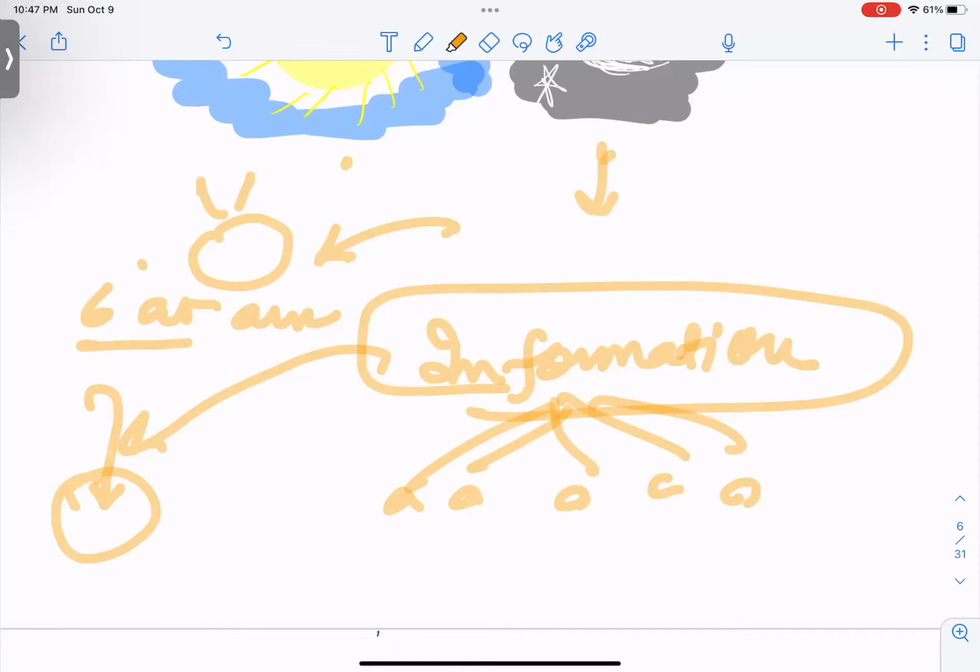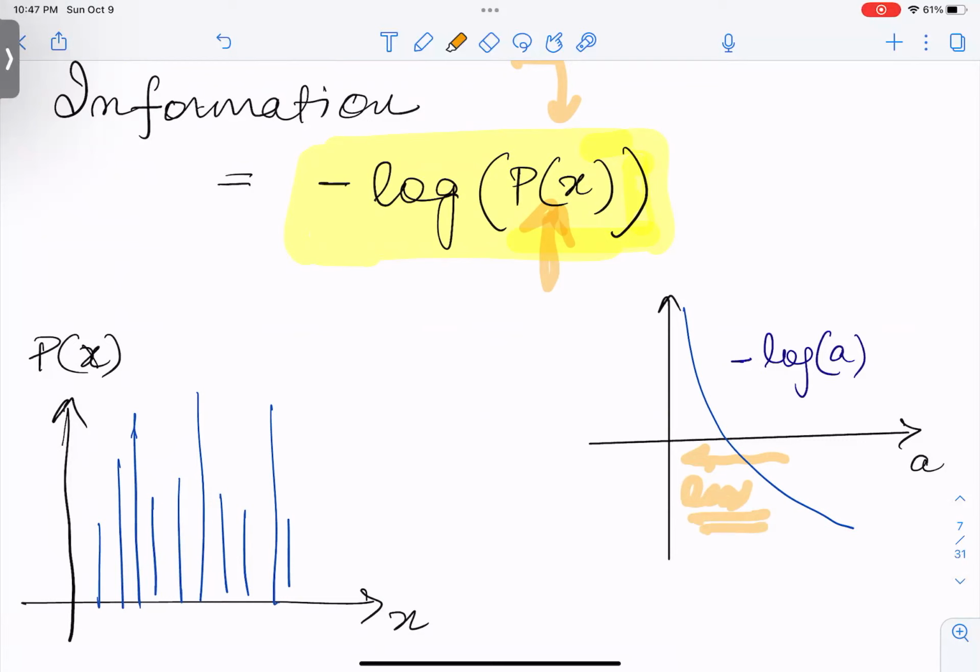We say that information is given by the negative log of the probability or the likelihood of that event that is going to happen. And we can see from this plot, this is the negative log graph. You can see that the lesser the probability or the likelihood of an event, the more information it has. And if I increase the deterministic behavior, the less information there is.